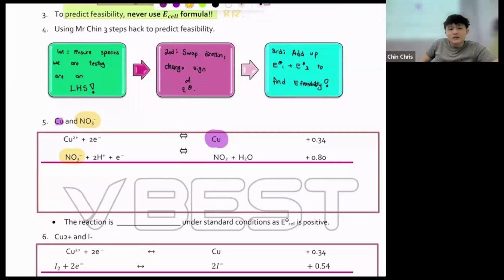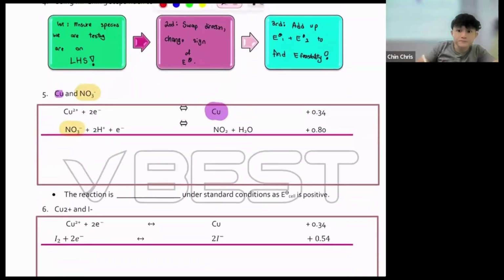So guys, first step, you have to ensure that everything is on the left hand side. Do you see that your copper is not on your left hand side? So what you need to do, please swap them. You see, I'm swapping my first equation now. If I swap my first equation, my E naught value will swap also. Right now it changes into a negative sign. Can you see that?